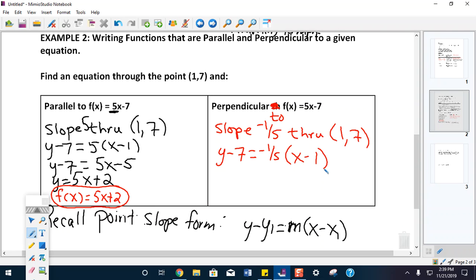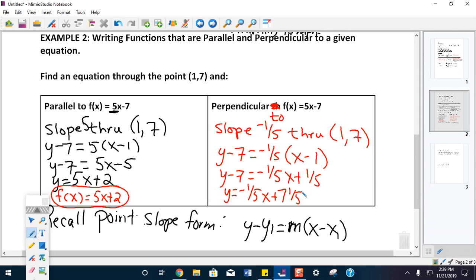Guys, talk to me about getting y alone. What are we doing? Add 7. So I've got y equals negative 1/5 x plus 7 1/5, or 36/5. Okay, and I'm just going to leave it as a mixed number, 7 1/5. I like what you have there. If you were quizzing or testing, I'd say yeah, that's good. You know the process. But again, if I wanted to get technical, talking about function form, how would you express this? f of x equals negative 1/5 x plus 7 1/5.